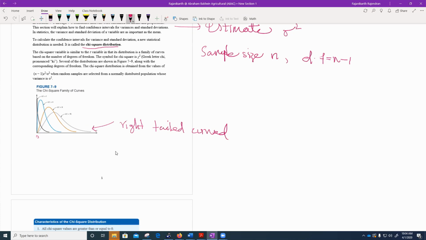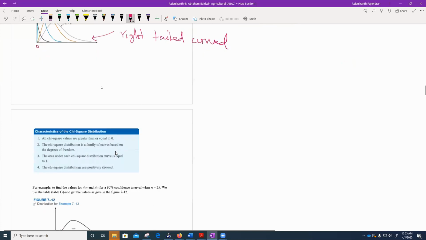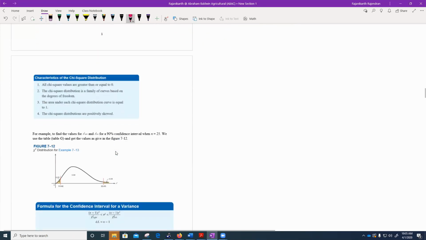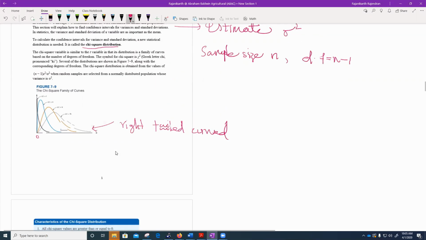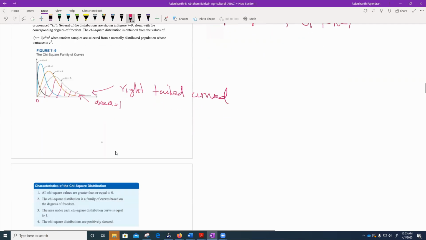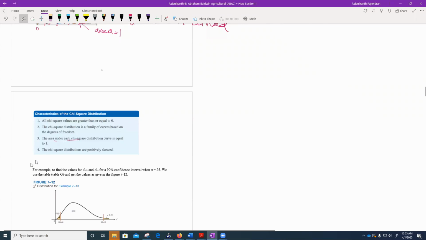Okay. So these are the different pictures we have according to the given degrees of freedom. When you change your degrees of freedom, you will have a different shape of chi-square functions. Okay, so all the properties are there. The full area under the chi-square distribution curve is always 1, like a normal distribution. So that is what this property says: the area under each chi-square distribution curve is equal to 1.